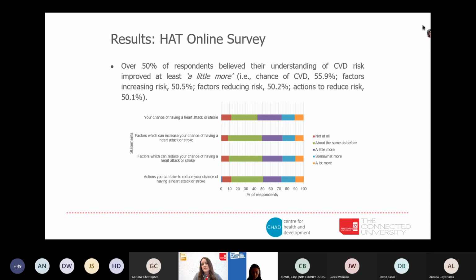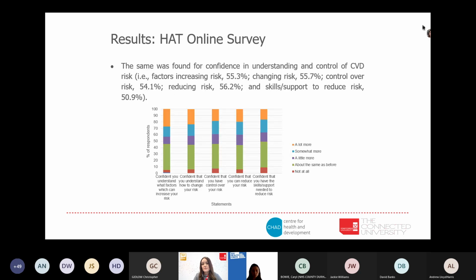Understanding of CVD risk improved at least a little more in over 50% of respondents, including their chance of having a heart attack or stroke, factors increasing their risk, factors reducing their risk, and action to reduce risk. The same was found for confidence and understanding and control of risk, including factors increasing risk, changing risk, their control over risk, reducing risk, and skill support to reduce risk.